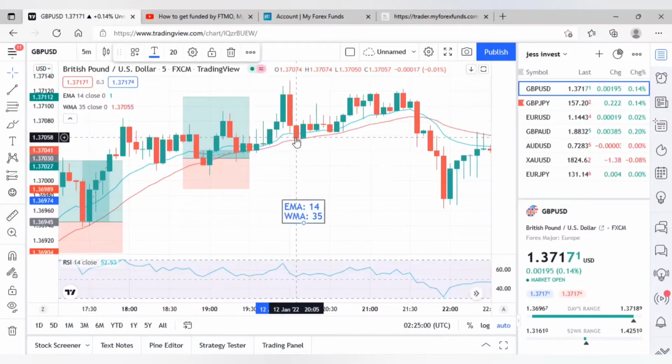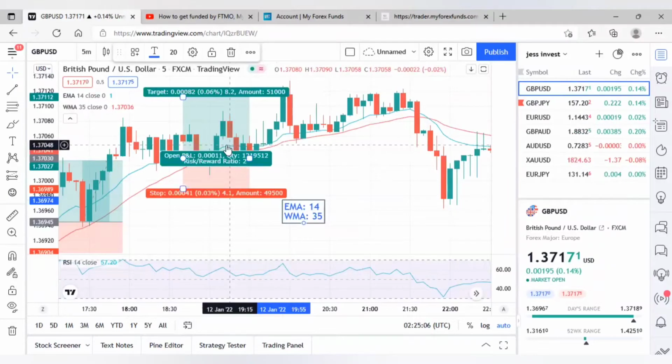Again, I've noticed that this strategy, especially with the parameters I have, which is 4 pips and 8 pips, works perfectly on GBP USD and Euro USD.